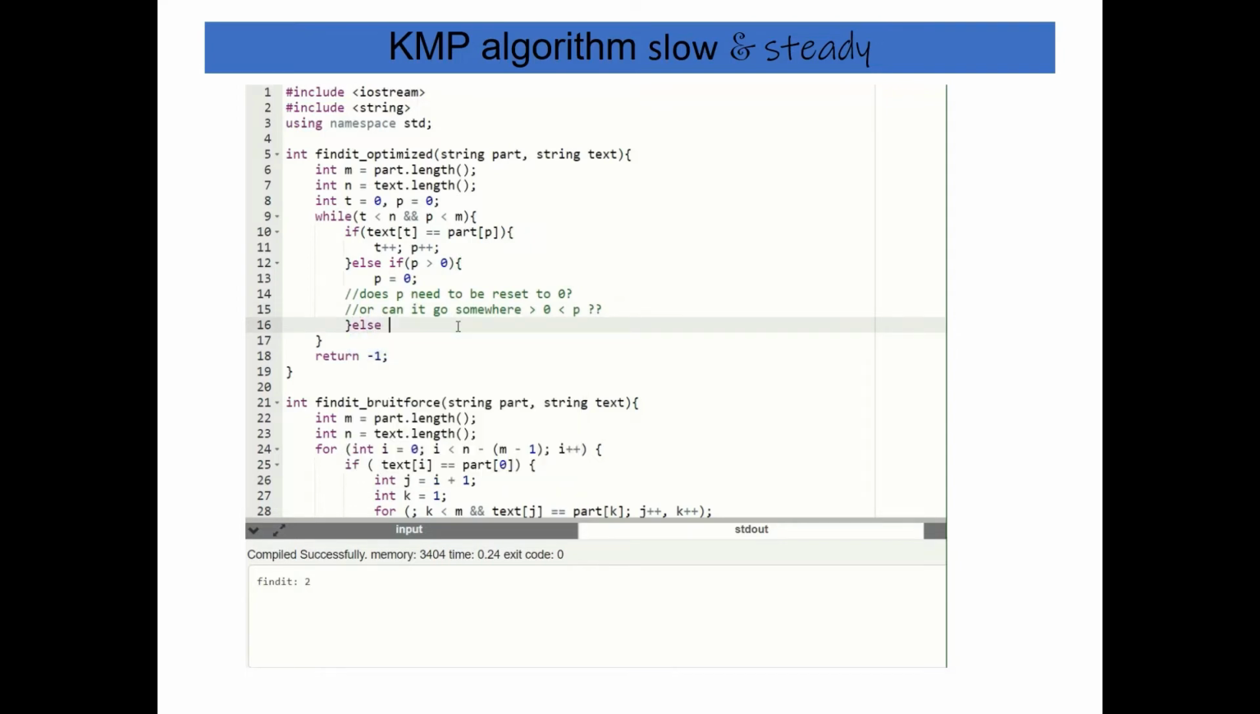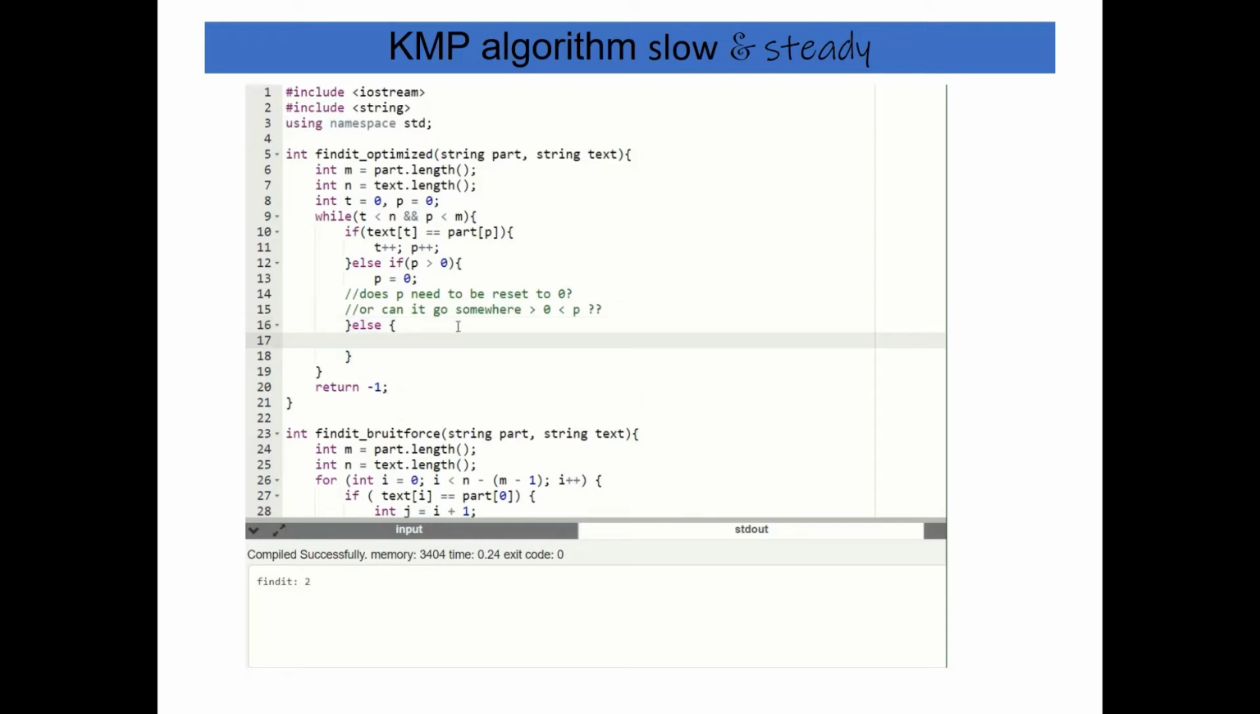And now the else of these two blocks indicates that we do not have a partial match going on, and even the current character in text does not match the first character in part. So in that case, we can just simply go t++. So we just go to the next character in text to try and check if that one matches the first character in part.